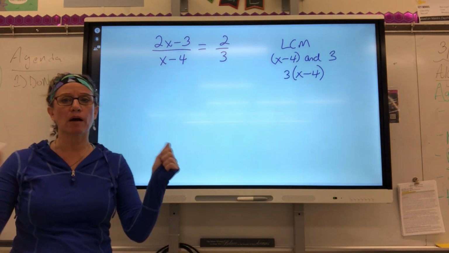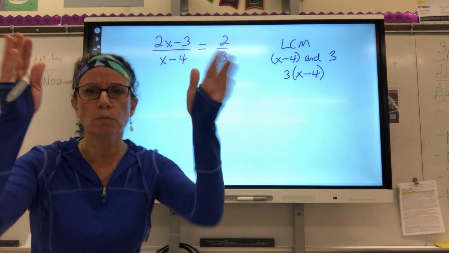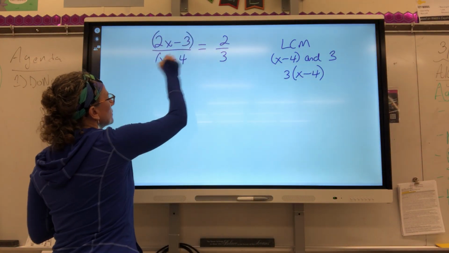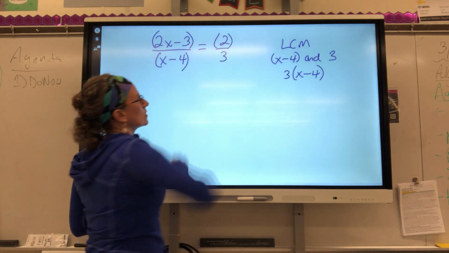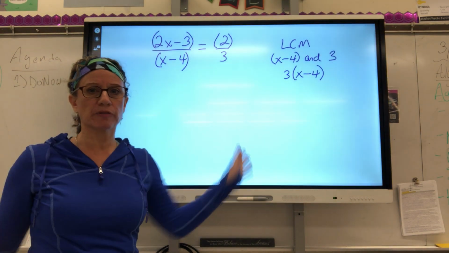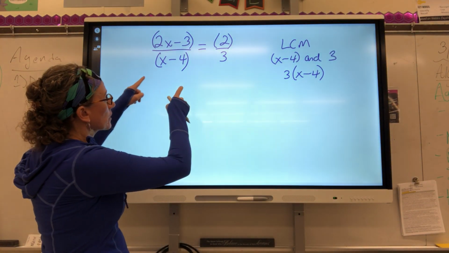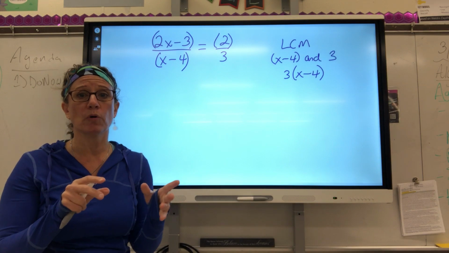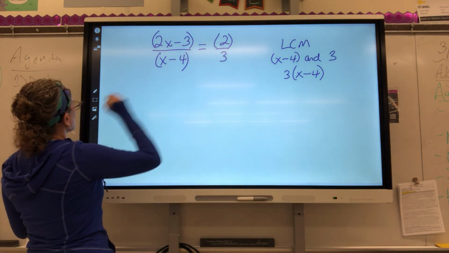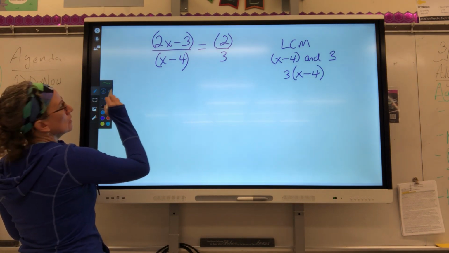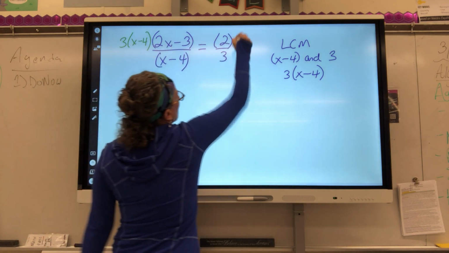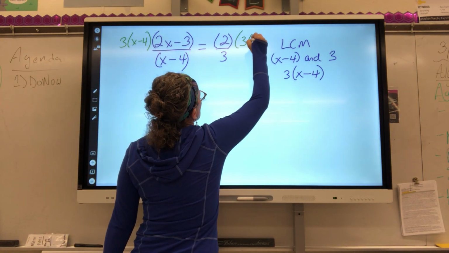So first step, before you do anything, this is super duper important to do: parentheses, parentheses, even a parentheses here. I know it seems silly, but just do it. Get in the habit of putting parentheses around everything, because then you're not going to forget to distribute, and it won't mess you up when you have something like minus something. All right, so I'm going to multiply top and bottom by 3 times (x minus 4), 3 times (x minus 4).